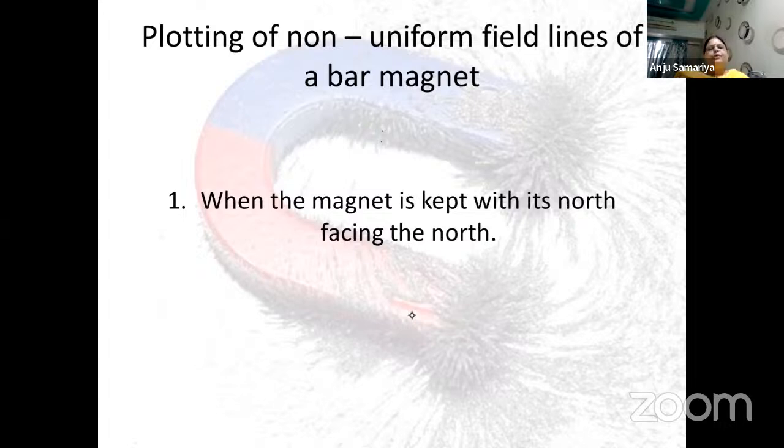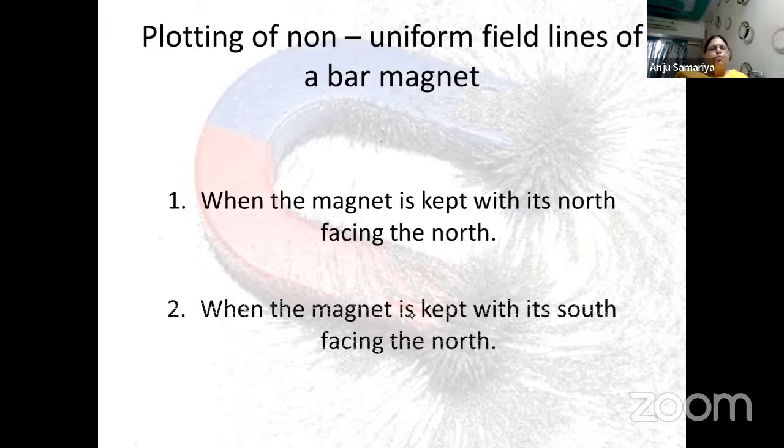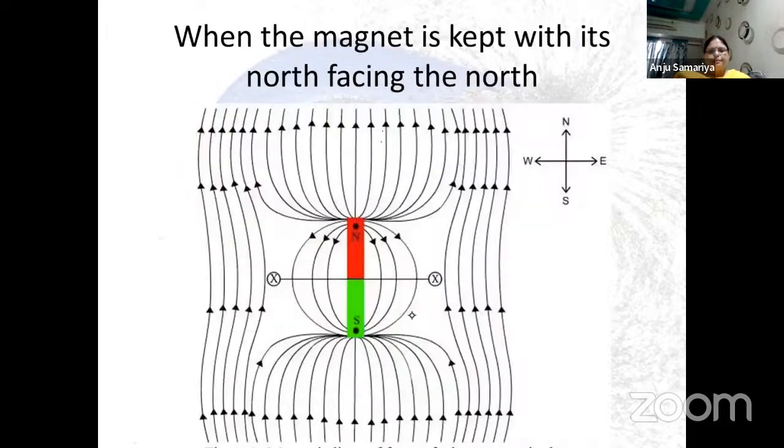When the magnet is kept with north facing north, then what happens? There are two conditions in which you have to plot the lines. You have to do the practicals also in school. One condition is when the magnet is kept with its north facing north, and the other when the magnet is kept with its south facing north. This is the first condition, where north is facing north, and this is how you get the field lines. You don't have to draw so many; 3 on either side are enough.